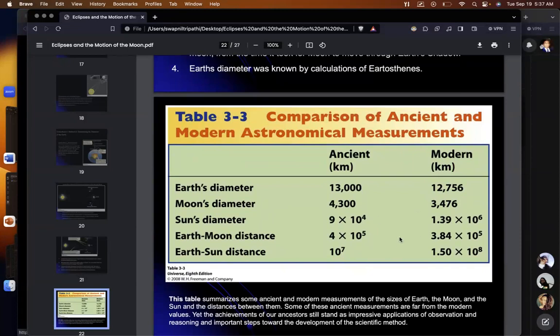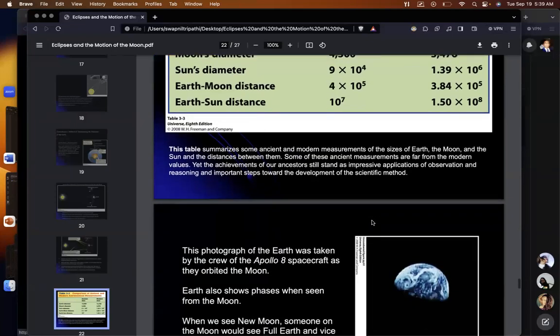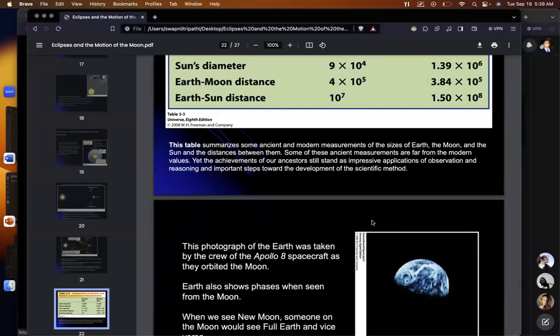And just considering the magnitude of the quantities that they were calculating, and in such ancient times, even getting as close as they got here, that's really appreciable. So with that, this chapter is finished.